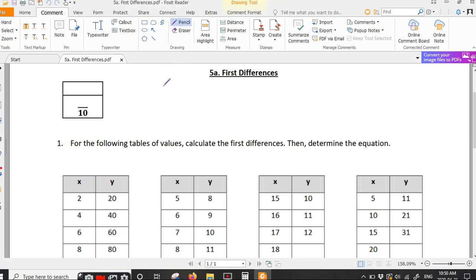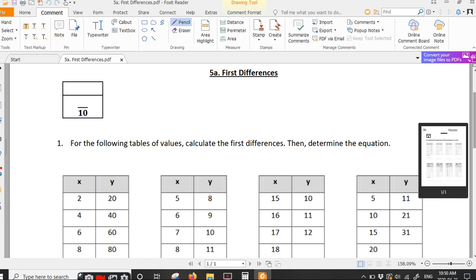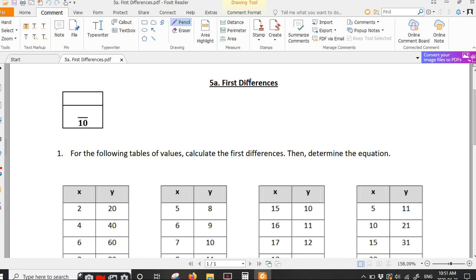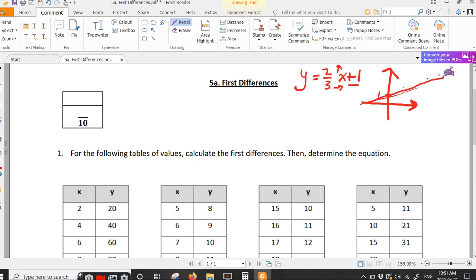Okay, so first differences. Now, up till now, we should be able to sketch just about every line. So when I say sketch every line, I mean if I were to give you an equation like 3 over 2x plus 1 with the grid, you should be able to think, okay, I must start at 1, wherever 1 is, and then go up 2, and then over 3, up 2, over 3, up 2, over 3, and create a line.